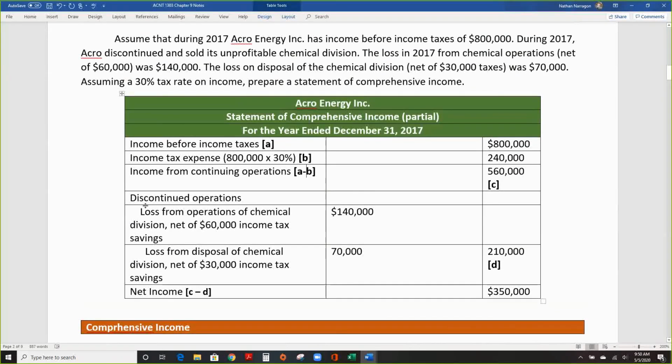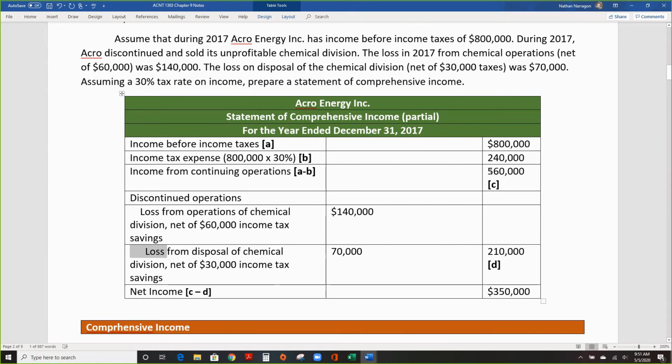Next are discontinued operations. So, we have a loss, another loss. You did not do so well, that's why they're getting rid of it. So we have 140,000 and 70,000. And that's what the problem gave us. We're going to go ahead and add these two together. Reason why again is because they're both losses. If one was a gain, it would do the difference. But together, it makes about 210,000 of a loss.